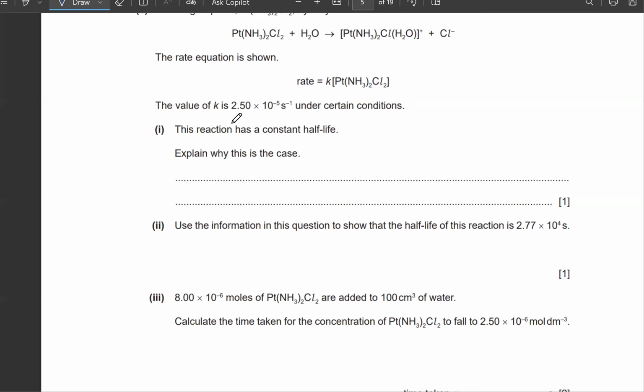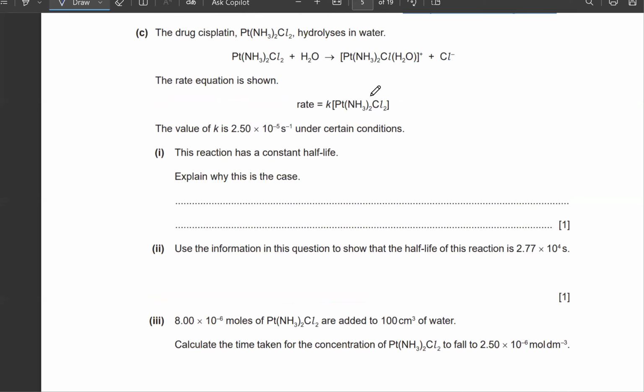So this one. He's given you the rate equation. The value of K is given. It's a first order reaction, right? The reaction has a constant half-life. Explain why this is the case. It's a first order reaction, that's why. Use the information in this question to show that the half-life of this reaction is this.